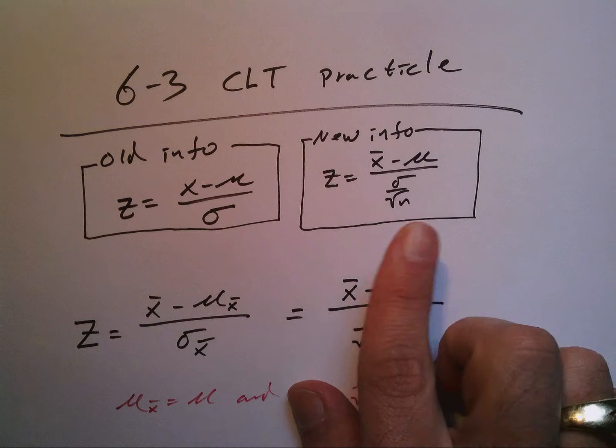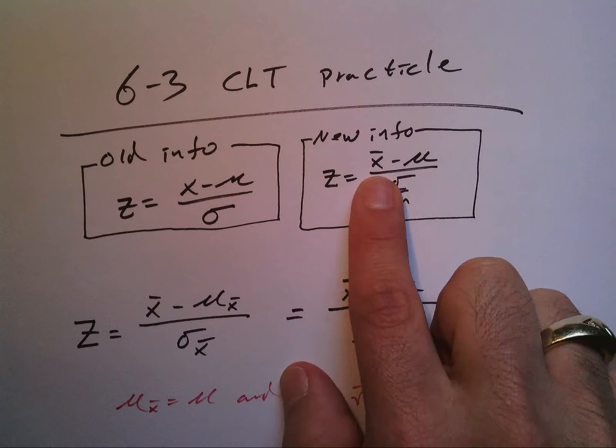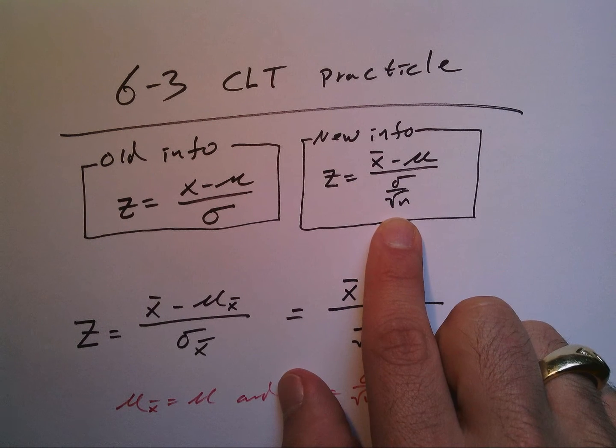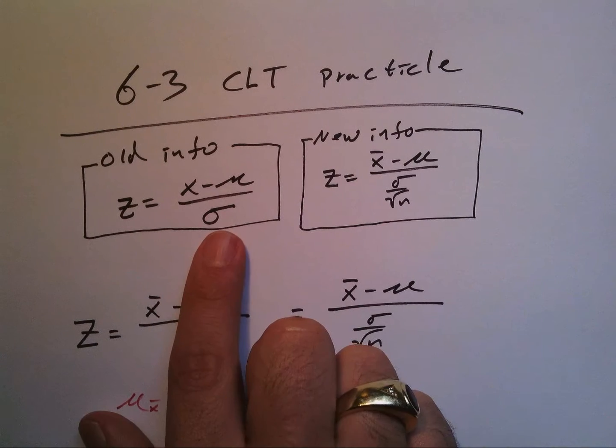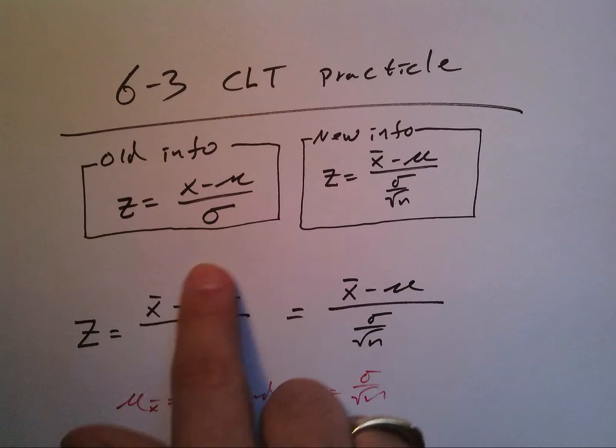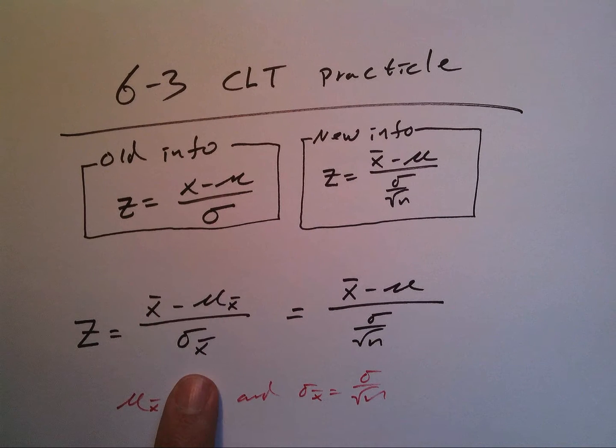But all of a sudden, our book is giving us this new formula, x bar minus mu divided by sigma over the square root of n. Huh? Where's that coming from? Well, it's actually not coming from anywhere. Here, this is how you find the z-score, but now we're taking the z-score of our sample distribution.